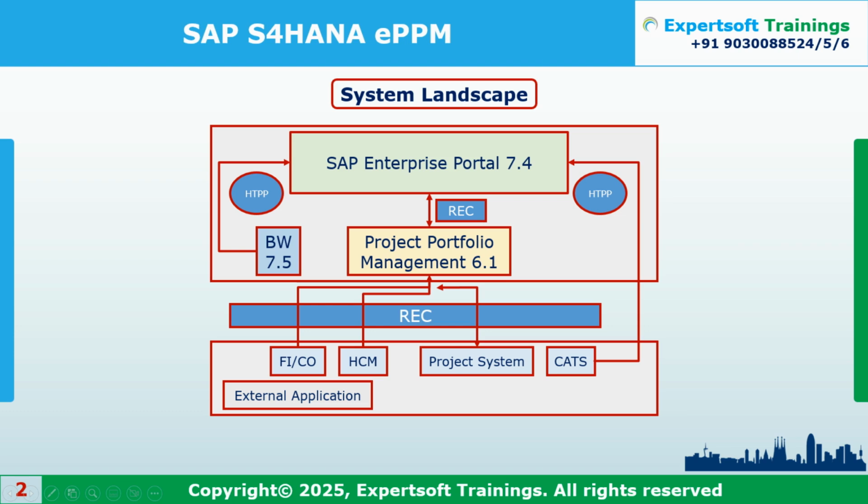It can be connected to two different models, or it can be different landscapes also. For example, this PPM, portfolio and project management, you're keeping in a different server, and your SAP PS is kept in a different server. In that case, this RFC is required.